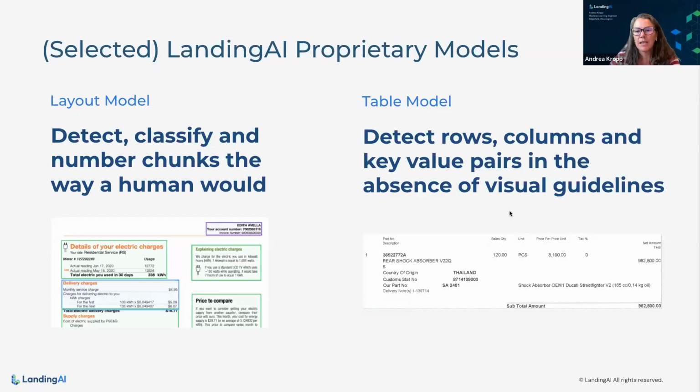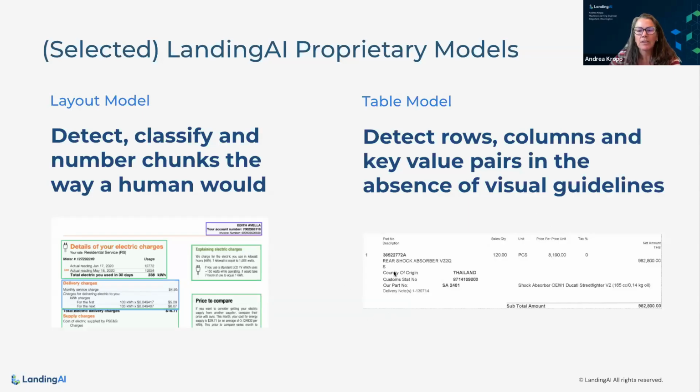We also have a table model underneath the hood to detect rows, columns, and key value pairs, often in the absence of clear visual guidelines. So this example, if it's not too small for you, is actually a one-row table. It says part number and description and sales quantity, and these are some rear shock absorbers. There's 120 of them. So this part at the top is actually a one-row table, although there's no visual markings for that. And then we also have some key value pairs here, such as country of origin and Thailand, but there's this big gap in between.